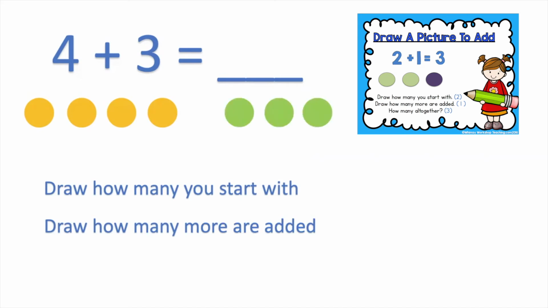Notice that I left a gap between the two parts so that I could see them clearly. Then, how many all together? So now I count all together. 1, 2, 3, 4, 5, 6, 7. There are 7 all together, so the answer is 7.